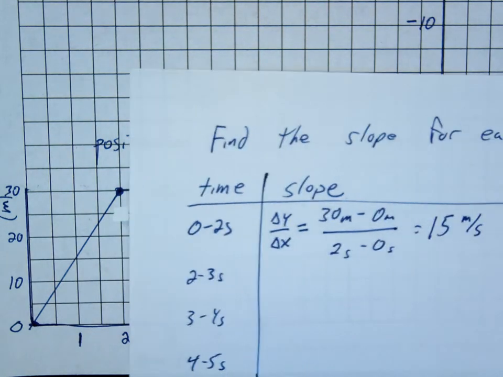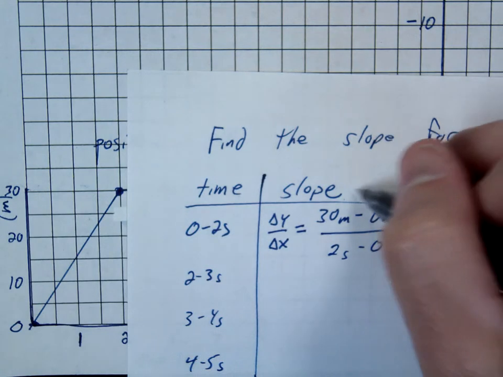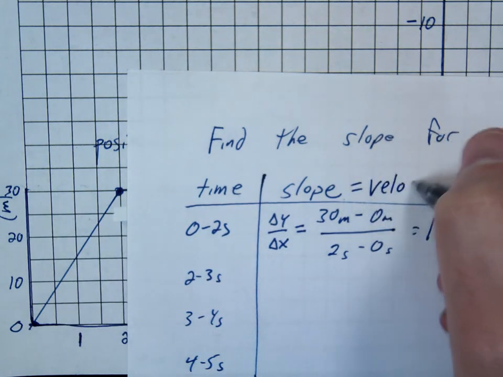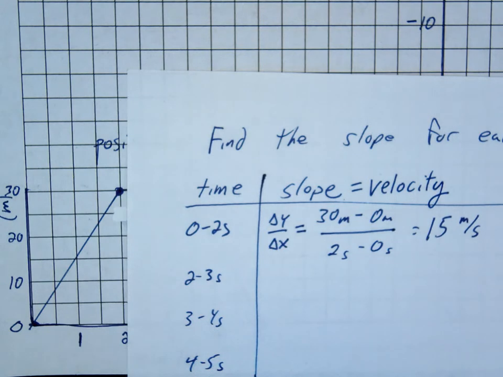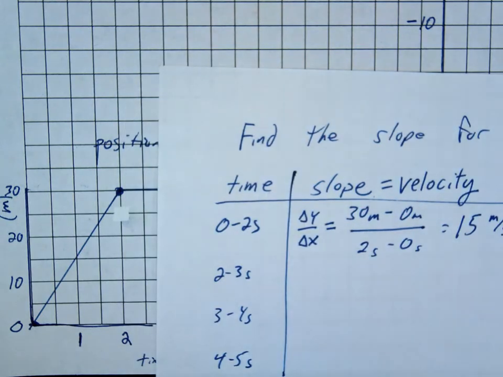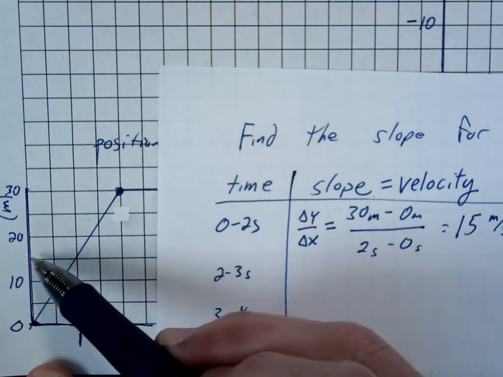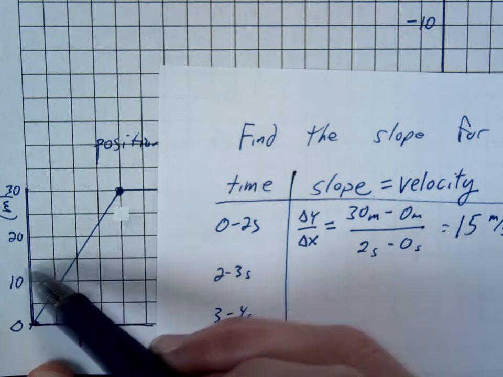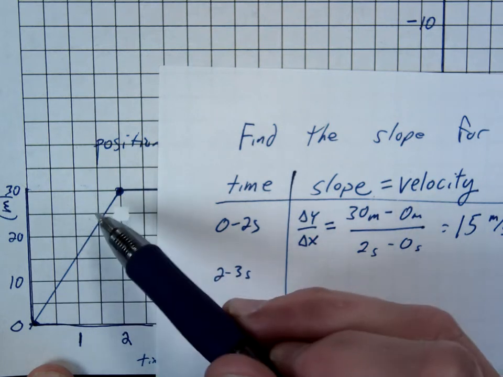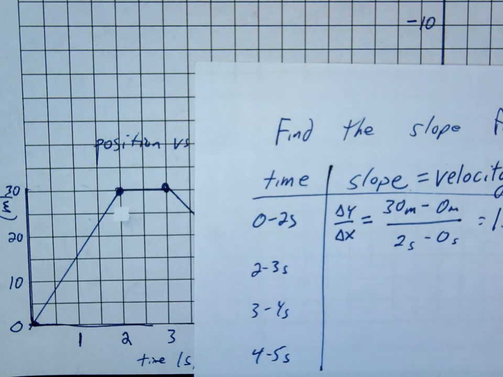So what can we learn about a position versus time graph? The slope tells us what? The velocity. Yes, our slope here is going to be equal to our velocity. So 15 meters per second. And you can see that from the graph. Every second we're traveling 15 meters. So at 1 second we're at 15 meters, and at 2 seconds we're at 30 meters. Okay, what about 2 to 3?